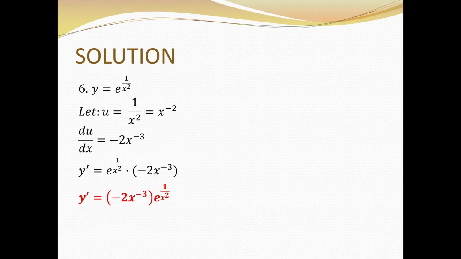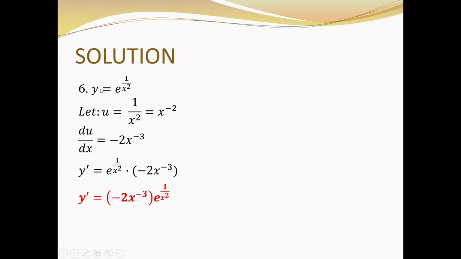For our number 6 example, the given is y equals e raised to 1 over x squared as the power. Then we can consider that the power will be our u, and this is equal to 1 over x squared, or we can also express it as x raised to negative 2. In order to find the derivative of it, we simply use the power derivative. Therefore, we bring down negative 2, and negative 2 minus 1 is negative 3. So this is our derivative for that u with respect to x, which is negative 2x raised to negative 3.